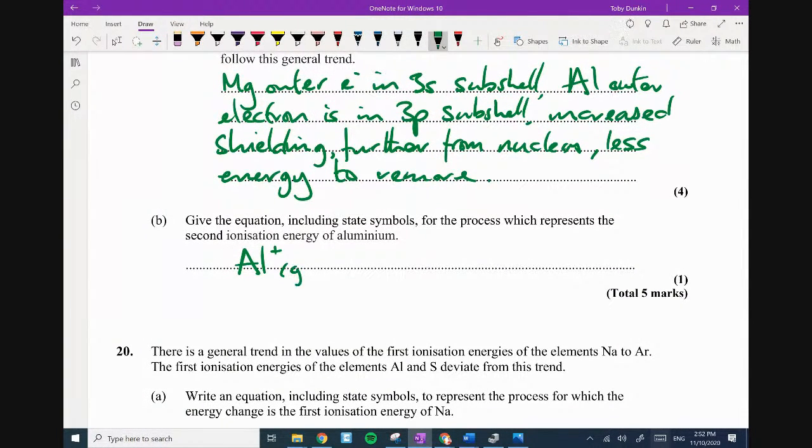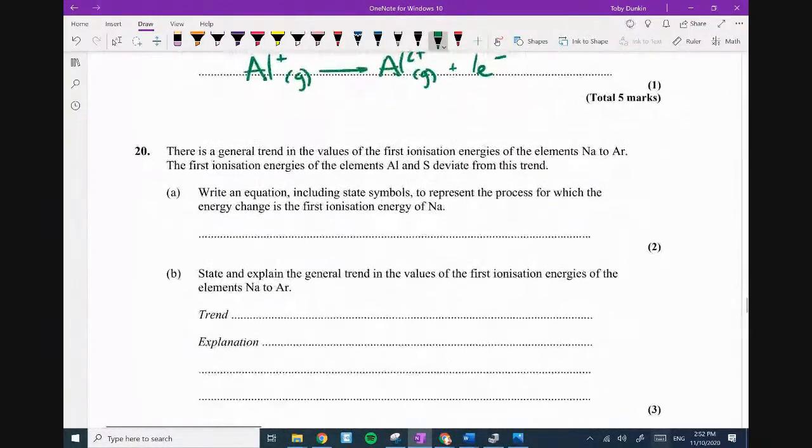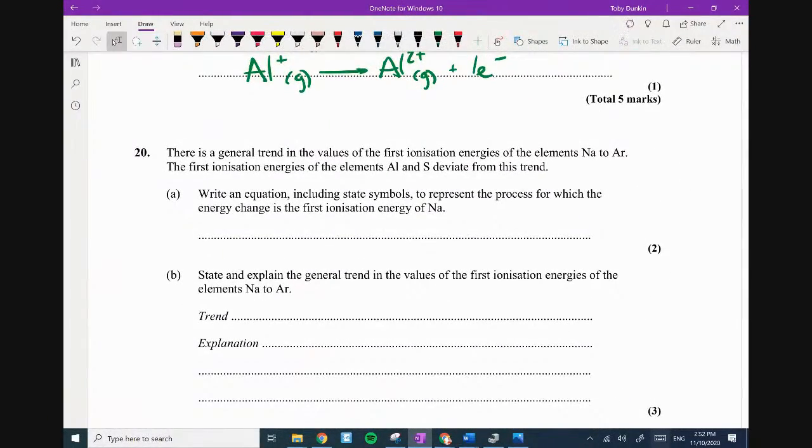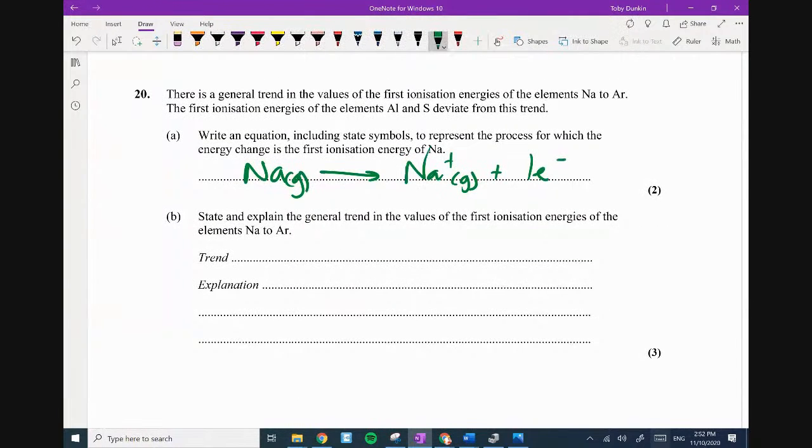Give the equation including state symbols that represents the second ionization of aluminium. So second ionization is the state symbol everyone's going to forget. And you're forming 2+. Nice and easy. Don't forget your state symbols. Next, write an equation including state symbol for the process of the first ionization energy of sodium. Sodium gas, it can't be a solid, because otherwise the energy and the electrons will go to melting it. And then sodium 1+ gas and an electron. Nice and easy.